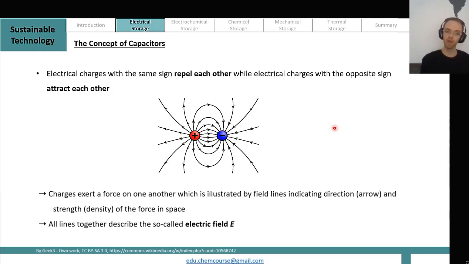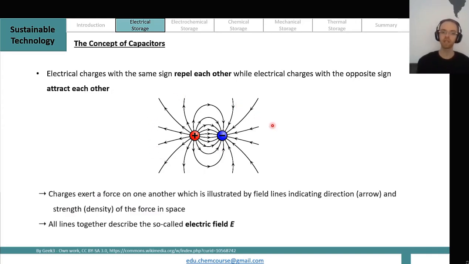For this, you have to know what you might recall from school: electrical charges with the same sign repel each other, while electrical charges with the opposite sign attract each other. Therefore, you will have a situation like this. You will have, for example, a positive charge and a negative charge here. You will now notice these lines here.